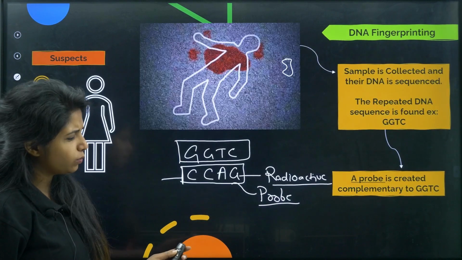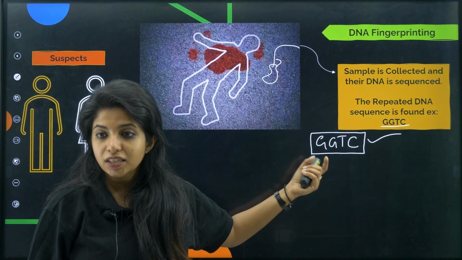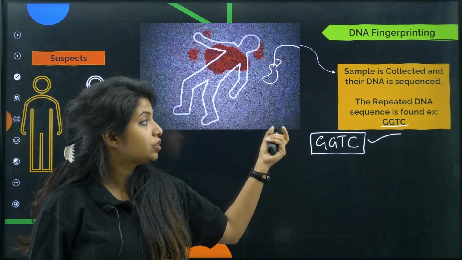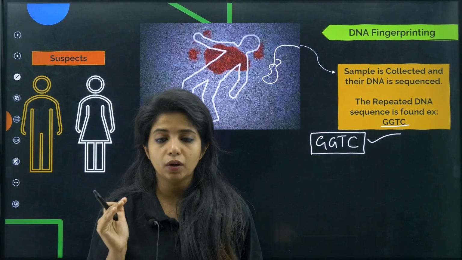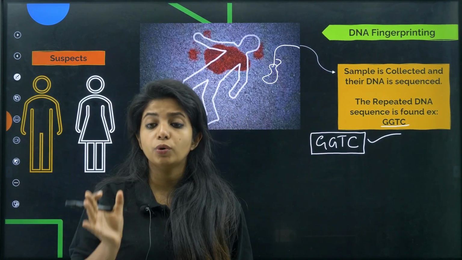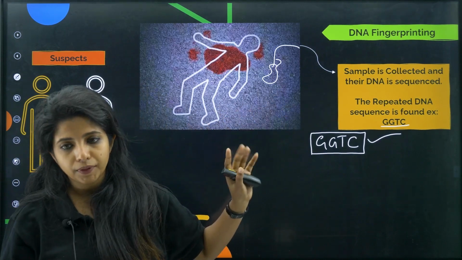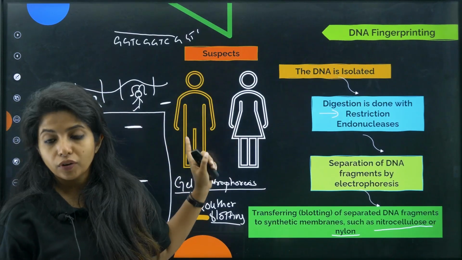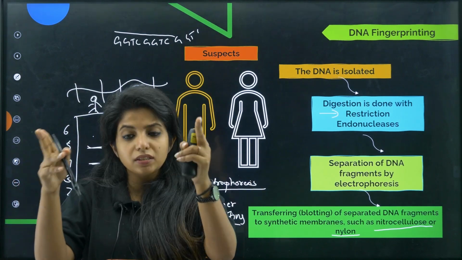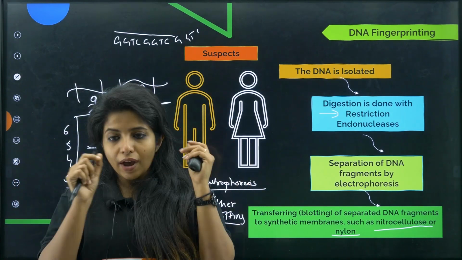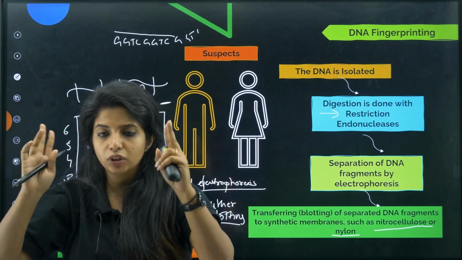Okay, I'll just repeat it once more. Listen to me very carefully. I got the sample, I sequenced it, and I found that GGTC was the thing that was getting repeated. Now I had to find out the exact person who has the exact number of repeats just like this particular sample. So what did I do? I took both of their DNA, isolated it, and cut it with the help of restriction endonucleases, which cut only the sequences which have this particular sequence. It's a very programmed method. Okay, I cut those sequences.